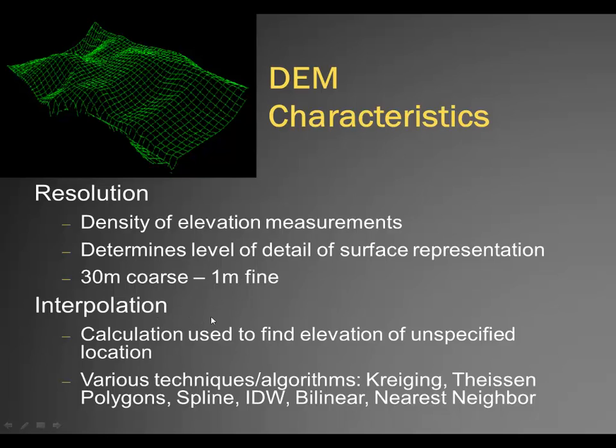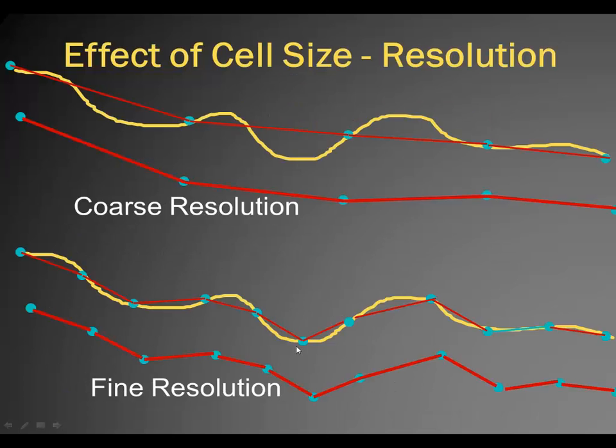Now, from this basic DEM structure, we often do interpolation. Say you want to know the elevation between two cells. What do you do? Well, you have to use an interpolation process. You have to estimate that value from your two known values.